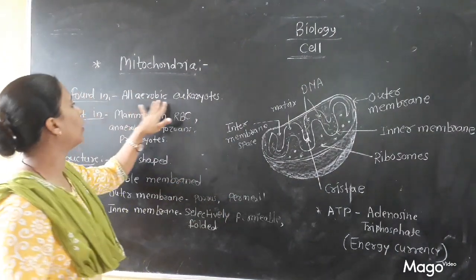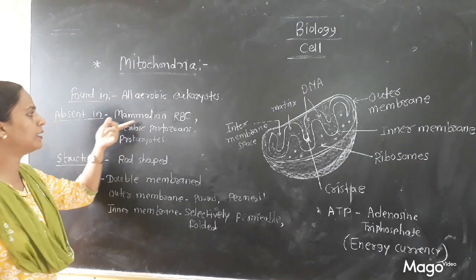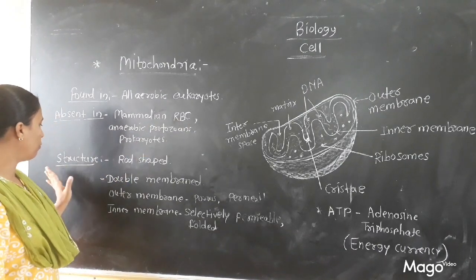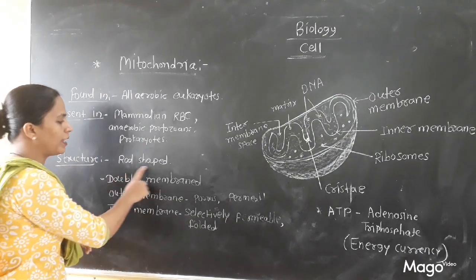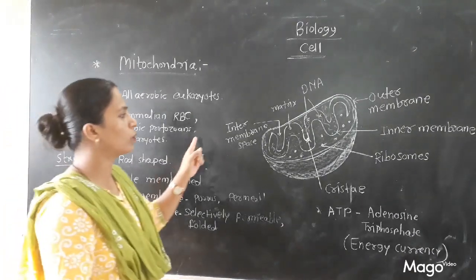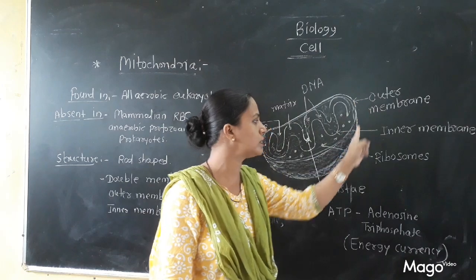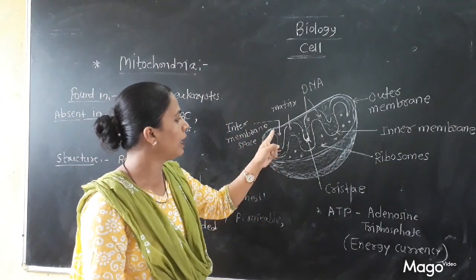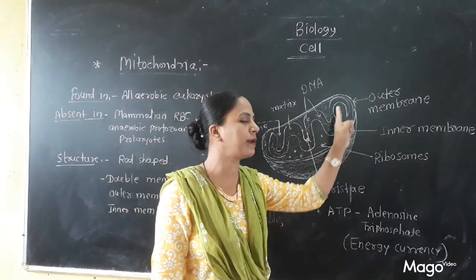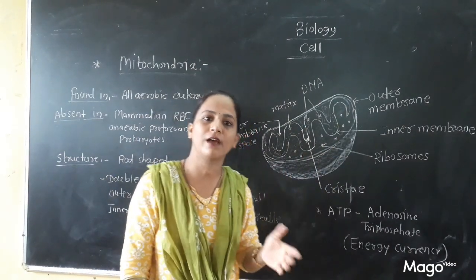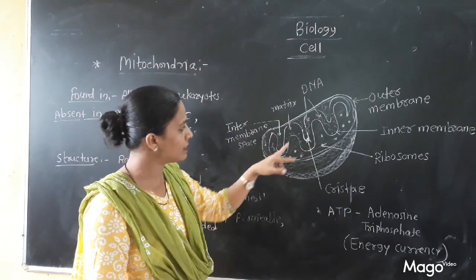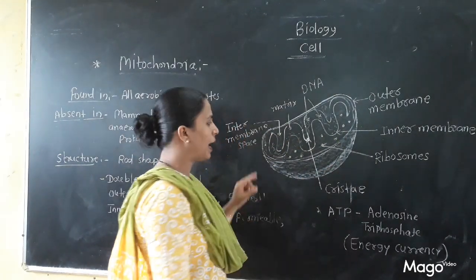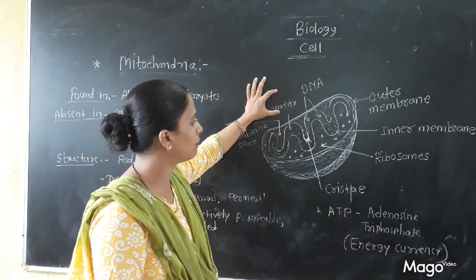It is present in all aerobic eukaryotes, and absent in mammalian RBCs, anaerobic protozoans and prokaryotes. What is the structure of mitochondria? It looks rod shaped. It has a double membrane. You can see in the diagram that the outer membrane is porous and freely permeable. The inner membrane is folded. Why are these folds present? To provide a larger surface area for biochemical reactions. As the inner membrane is folded, each fold is called a cristae, and inside the cristae the matrix is present.